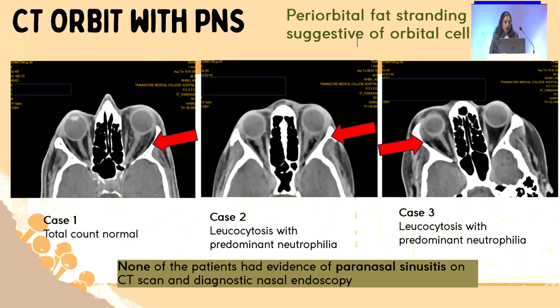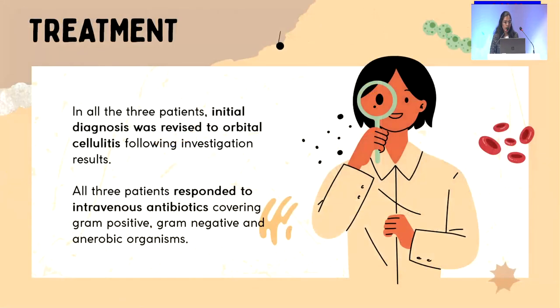And the total count, except for the first patient, both the other 2 patients had leukocytosis with predominant neutrophilia. And surprisingly, none of the patients had evidence of any paranasal sinusitis on CT scan or even in diagnostic nasal endoscopy. The initial diagnosis in all 3 patients was revised to orbital cellulitis following this investigation, and all 3 patients responded to intravenous antibiotics covering gram-positive, gram-negative, and anaerobic organisms.